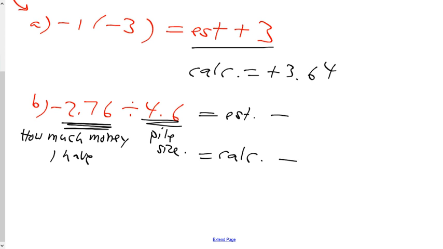So when I think about that, I have enough money to make just a little bit more than half. I'm going to say my estimation is something silly like 0.56. I don't know what it is, but I know it's a little bit more than half. So since half is 0.5, I'm going to make my estimation 0.56. Okay.